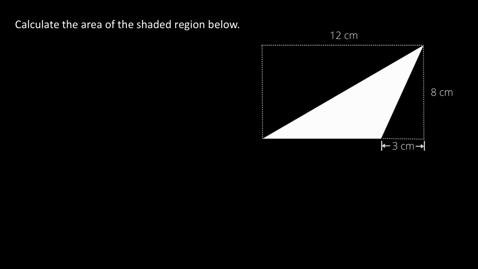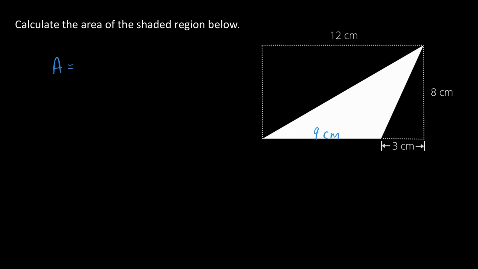Now we're going to look at calculating the area of this shaded region. Essentially we've got a rectangle. Inside here, the shaded part is a triangle. We can see that the perpendicular height of the rectangle is 8 centimeters. Now we're after this base length here. We know the whole distance here is 12. This little extra bit here is 3. So therefore that part there is going to be 9 centimeters.